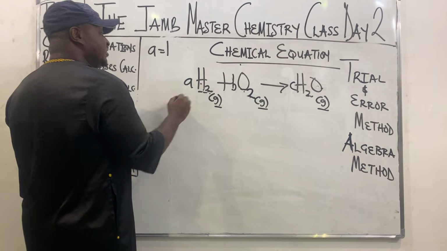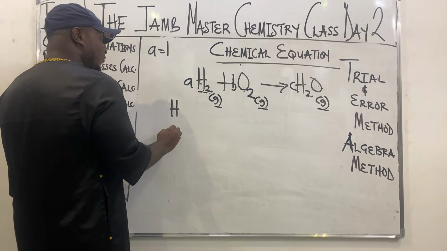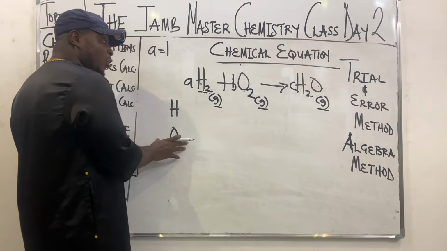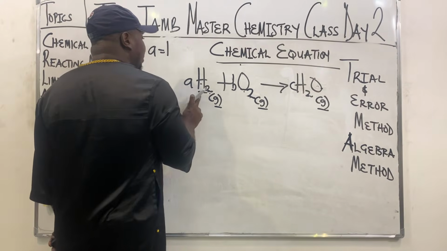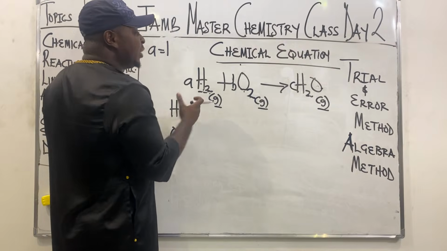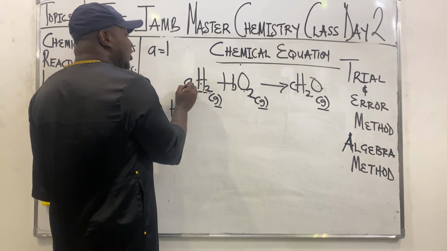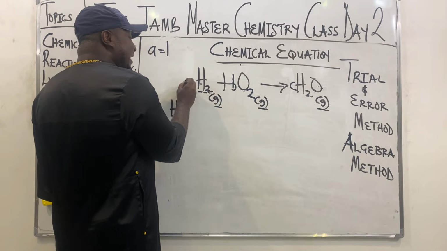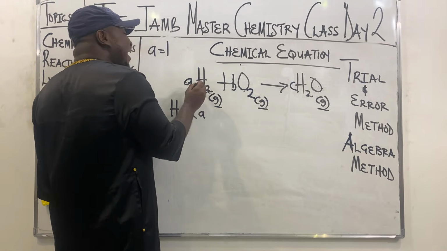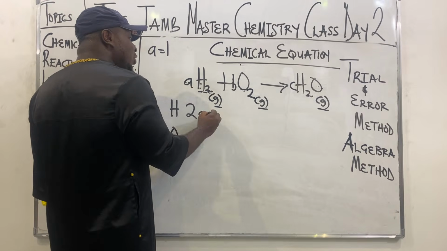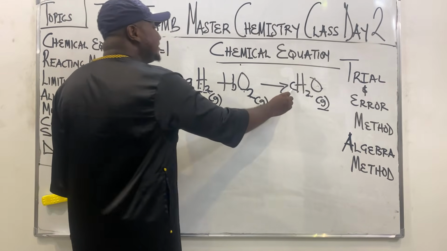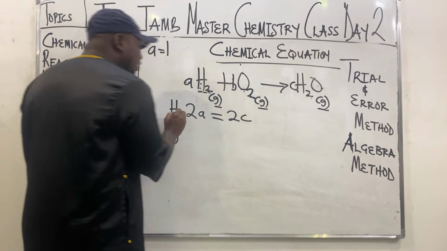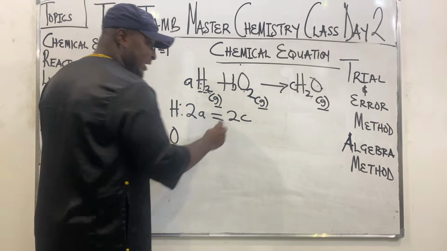How many elements do we have in this reaction? We have H and we have O. Class, we are going to form an equation for H and form an equation for O. How do you form an equation for H? On the left hand side, we have this A and this 2. We say 2 times A, 2A. So for hydrogen on the left hand side, you have 2A, equals, on the right hand side, hydrogen is C, 2 times C, 2C. So the equation for hydrogen is 2A equals 2C.